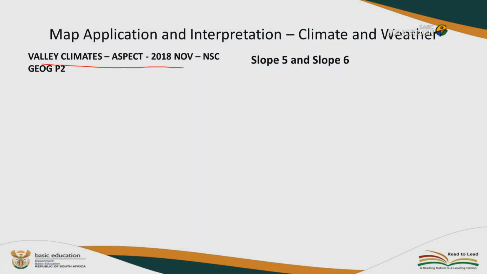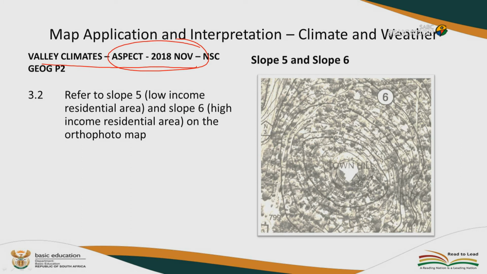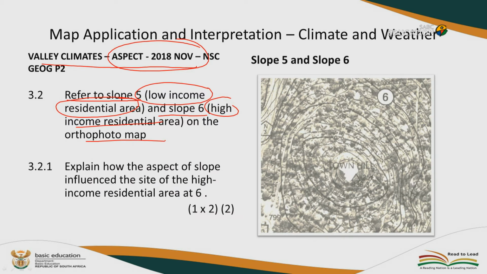Again, in 2018, notice aspect was examined, which is a form of a microclimate. In this particular example, refer to slope 5, which is a low-income residential area, and slope 6, which is a high-income residential area on the orthophoto map. The question is as follows. Explain how the aspect of slope influenced the site of high-income residential area.